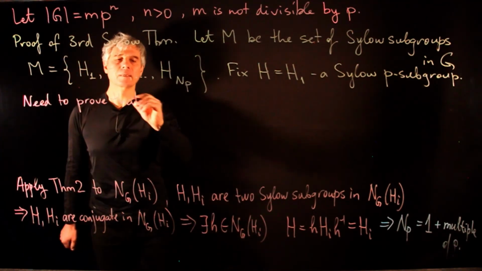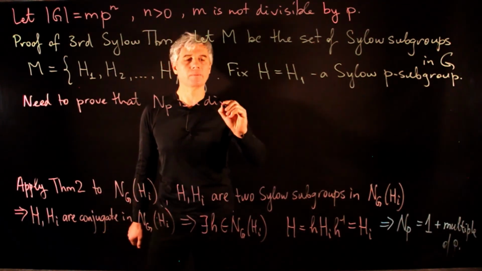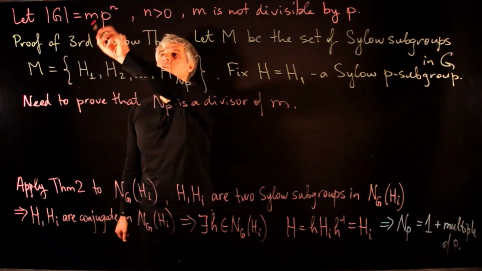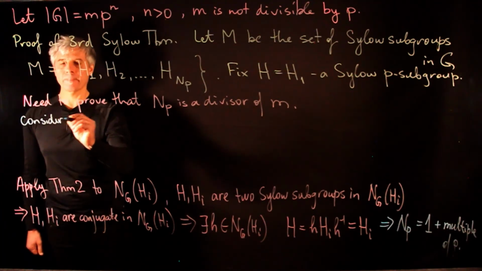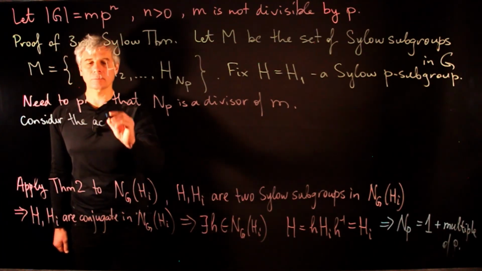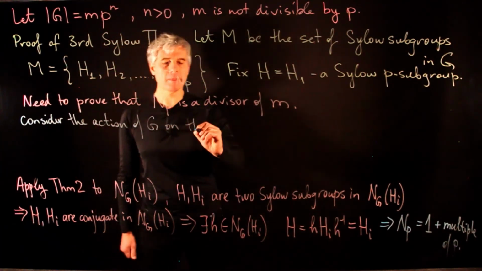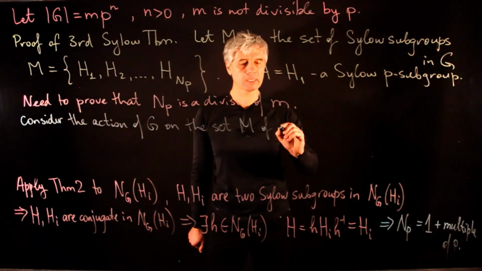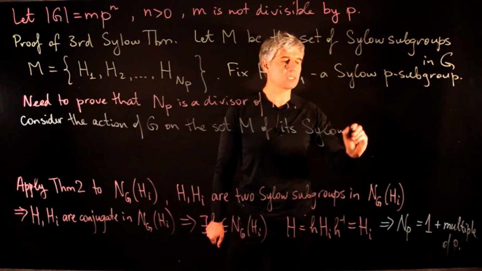Now, the last claim of Theorem 3 that we need to prove is that NP is a divisor of M, of this cofactor. To show this, we consider the action of G on the set M of its Sylow p subgroups.